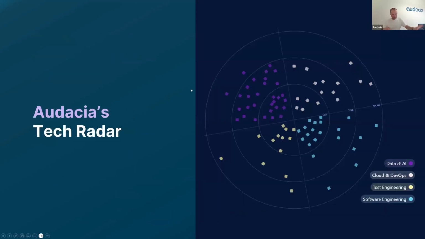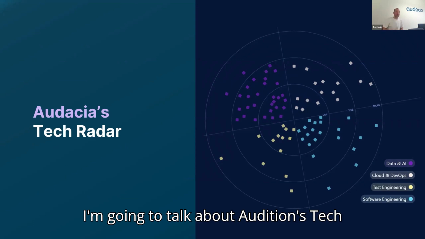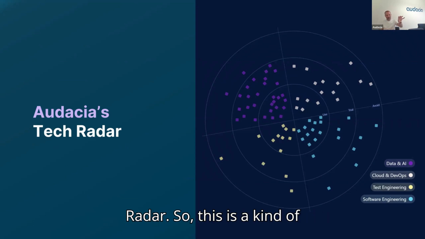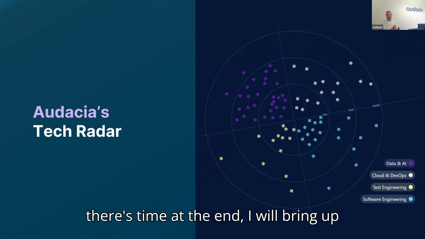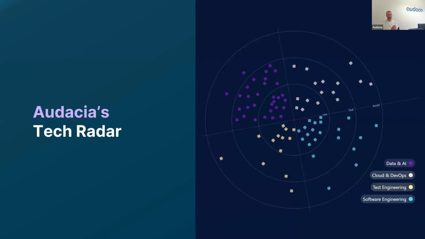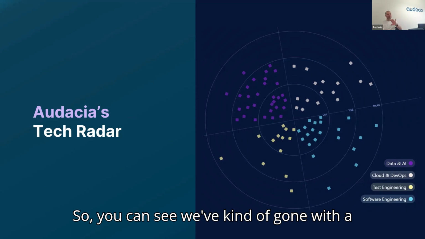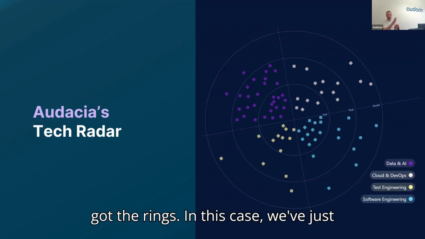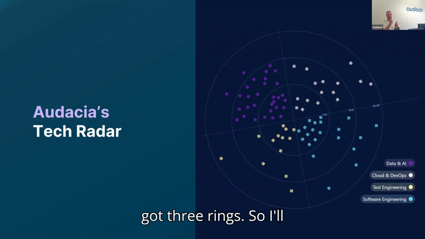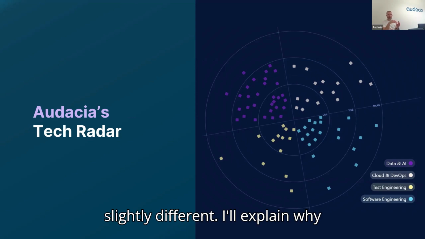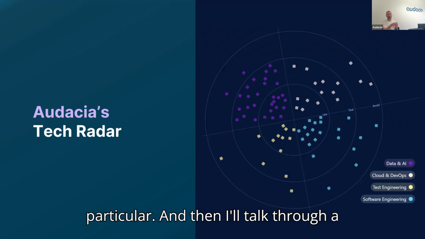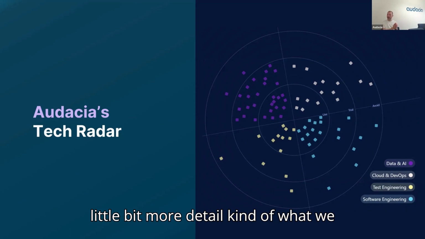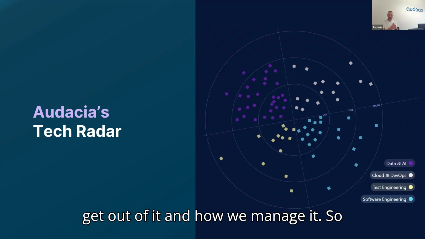So I'm now going to just talk about Audacia's Tech Radar. So this is a snapshot of what it looks like. And if there's time at the end, I will bring up our website that has it. So you can see we've gone with a similar structure as ThoughtWorks. We've got quadrants, we've got the rings. In this case, we've just got 3 rings. So I'll explain why we've made it slightly different. I'll explain why we've chosen these quadrants in particular, and then I'll talk through in a little bit more detail what we get out of it and how we manage it.